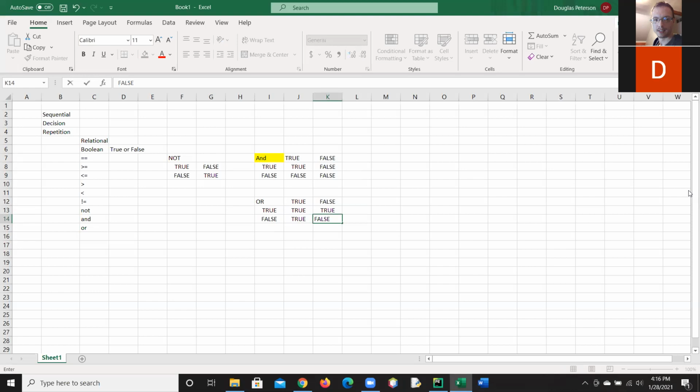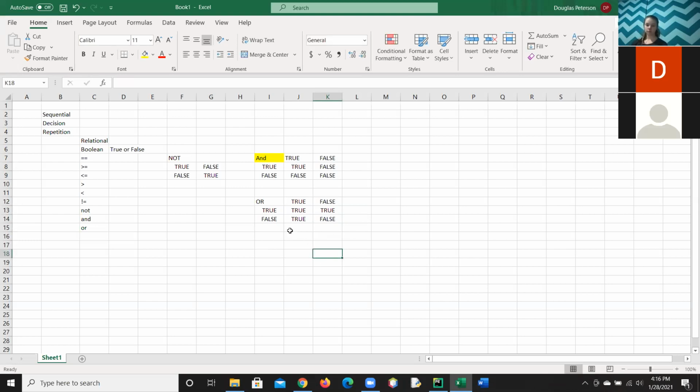So Justin, what can I basically say about the or statement? Both of them have to be false in order for it to be false. Yeah. Generically, if one's true, then it's true. If at least one is true, then it's true.